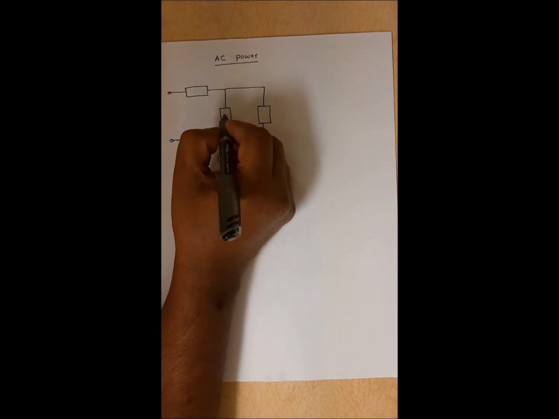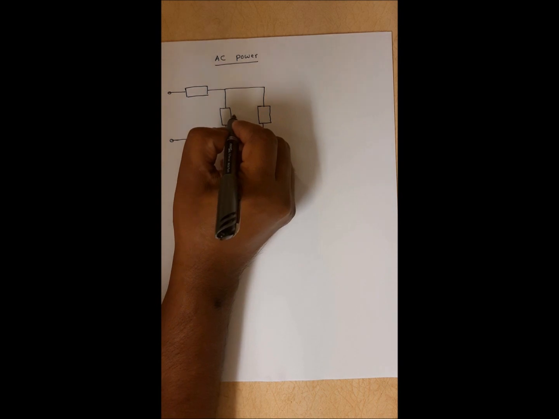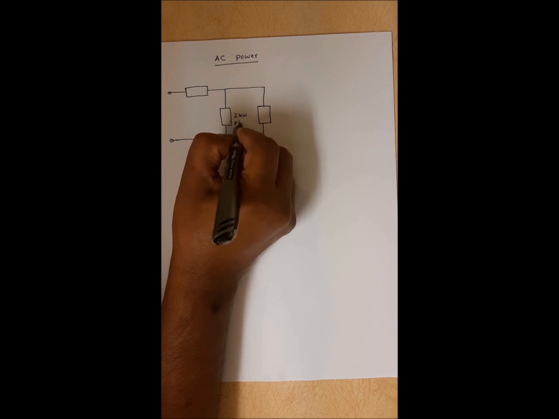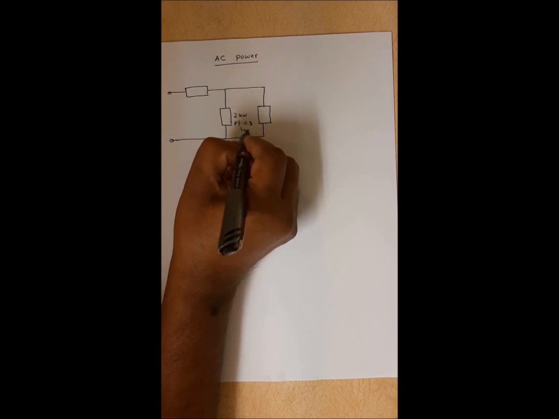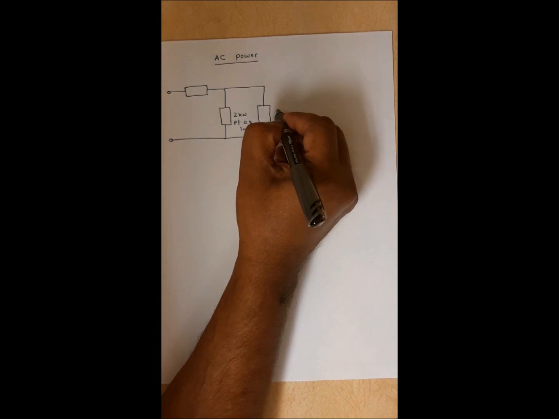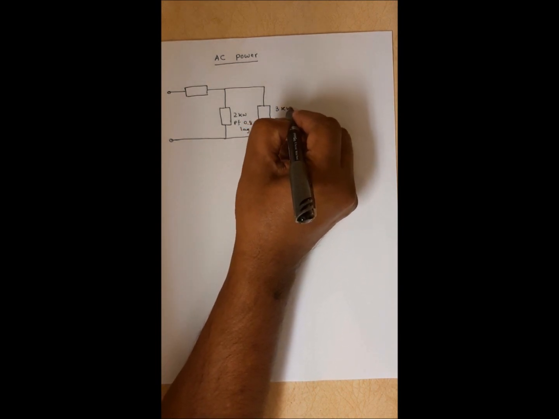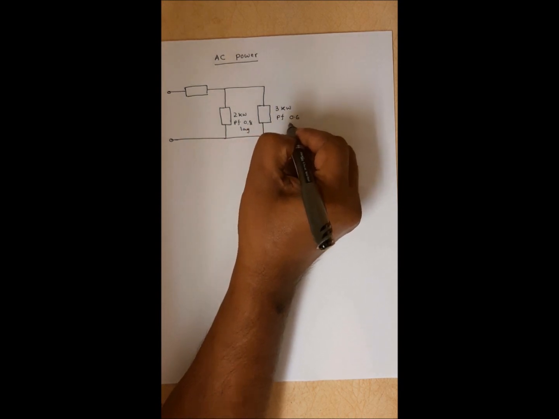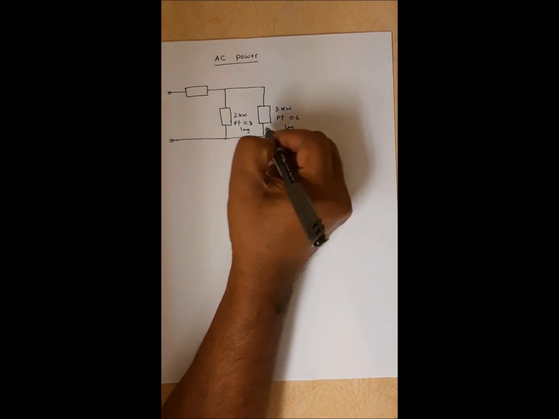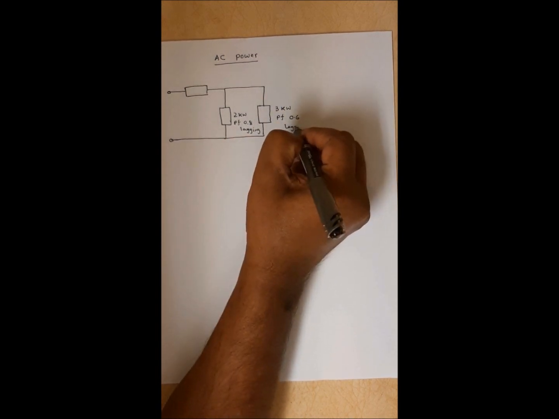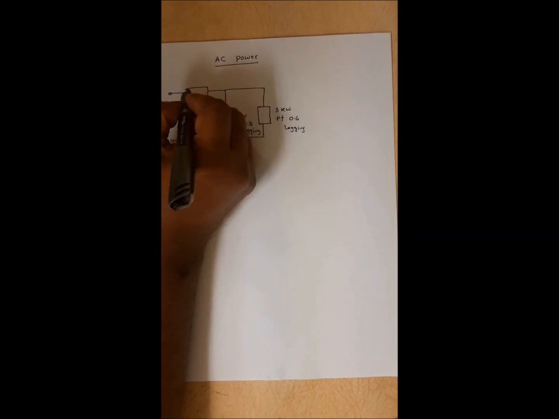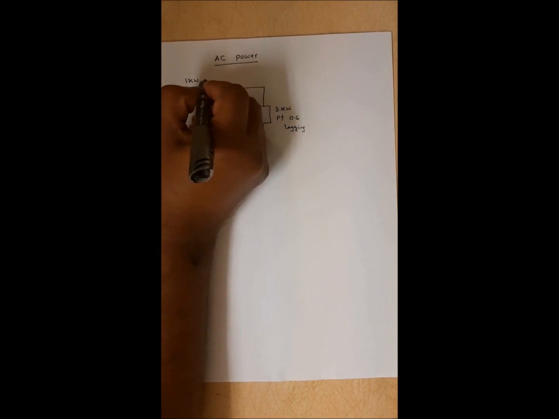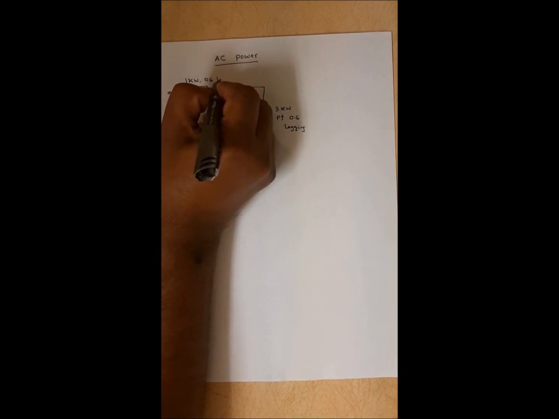Think about this load or this branch has 2 kilowatt and the power factor is 0.8 lagging, and let's assume the power of this one is 3 kilowatt and the power factor is 0.6 lagging. And the power of this one is given as 1 kilowatt and the power factor is 0.6 leading.